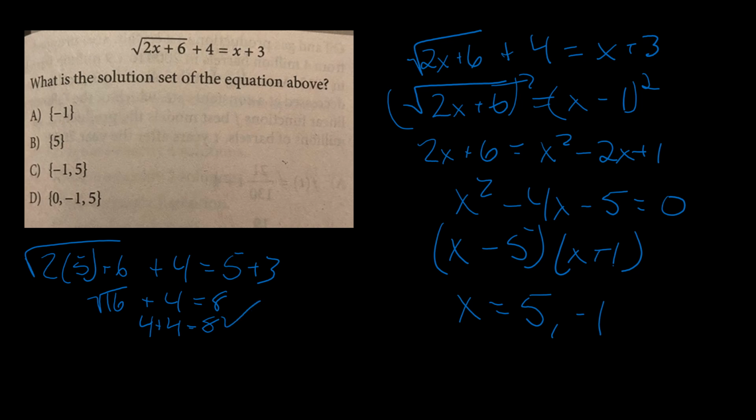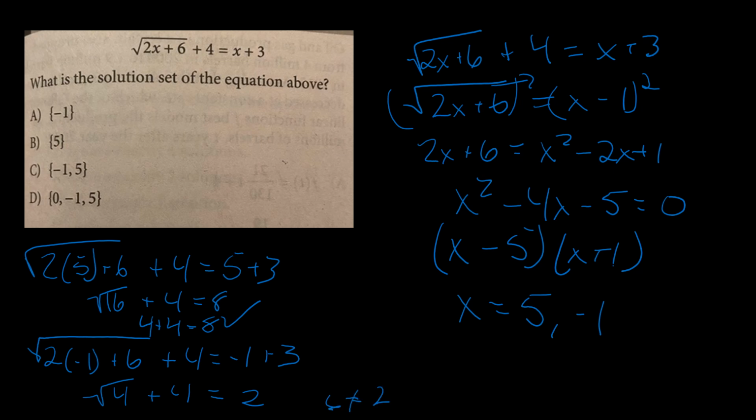We're good. Negative 1: 2 times negative 1 plus 6, all under the square root, plus 4 equals negative 1 plus 3. Here we're going to have square root of 4 plus 4 equals 2. And that's not going to work. We can tell that right there, because we're going to end up with 6 equals 2. Not true. So that means negative 1, big fat red X, is out of here. We're just going to be left with x equals 5. Answer choice B. Cool.